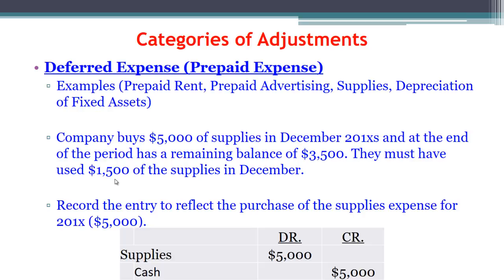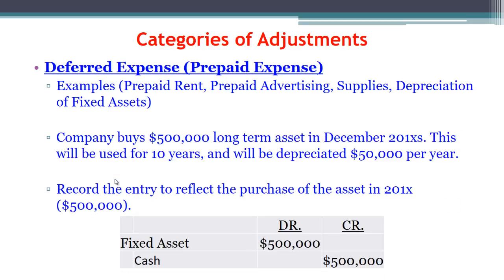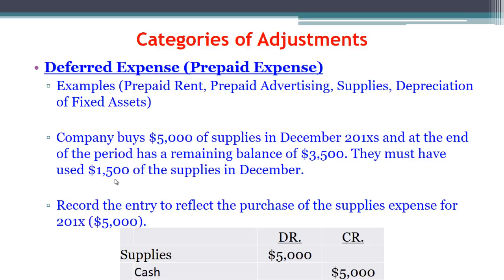So our journal entry here, when we first purchased the supplies, is a debit to supplies. This is an asset. This is not supplies expense. This is the asset first. It's a resource we have. We debit supplies for $5,000. We credit cash for $5,000 to reduce the cash because we're using it up. And then at the end of the period, we would debit supplies expense to show that we've used the supplies. We debit the expense and we credit supplies.